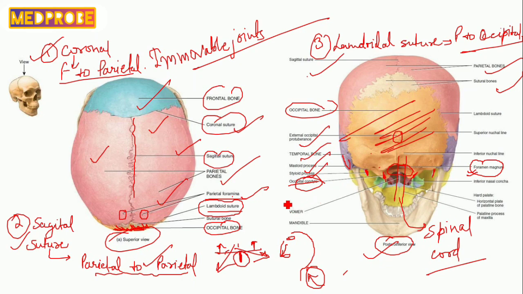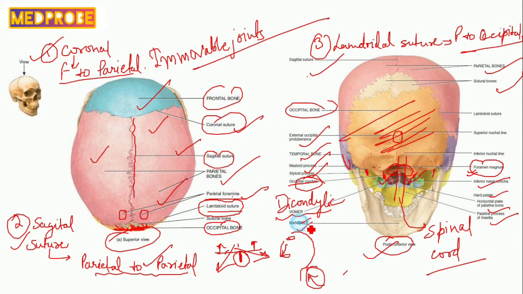The skull is dicondylic. As you can see here, one occipital condyle is here and another occipital condyle is over here. These are the dicondylic skull. Here you can see nasal concha, hard palate, horizontal palate, palatine, mandible, vomer.